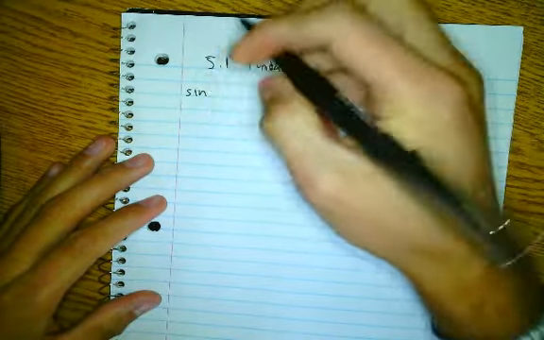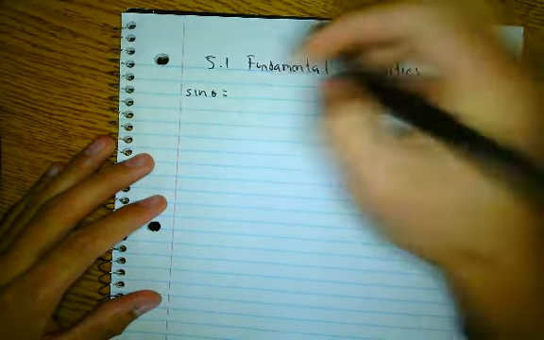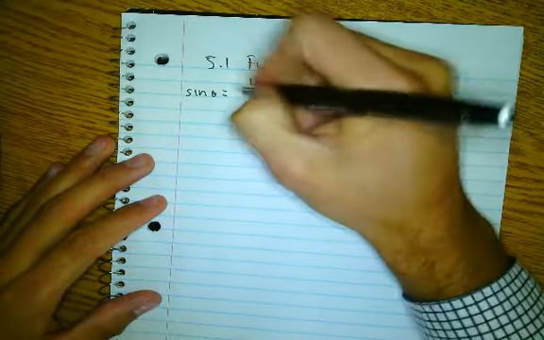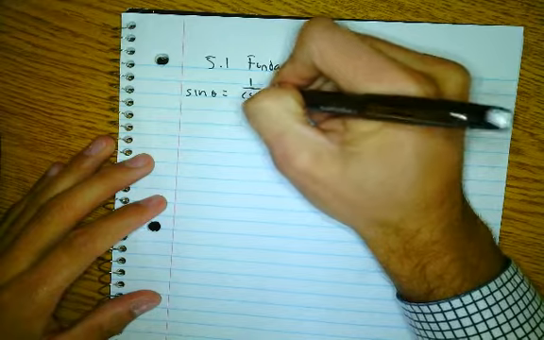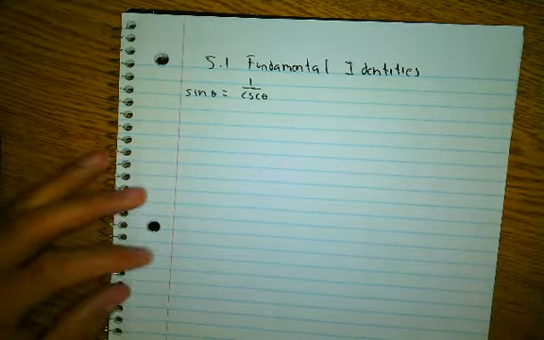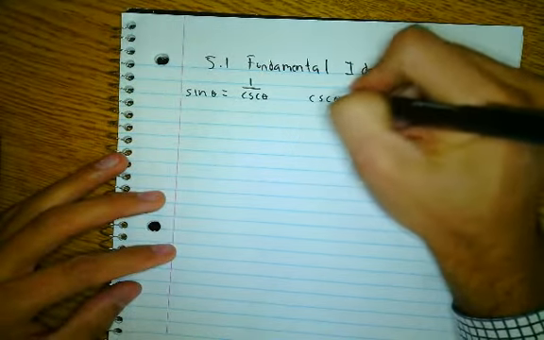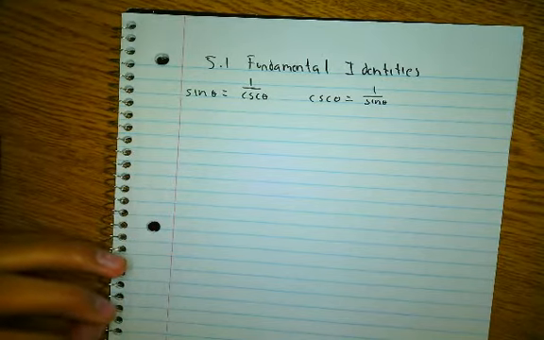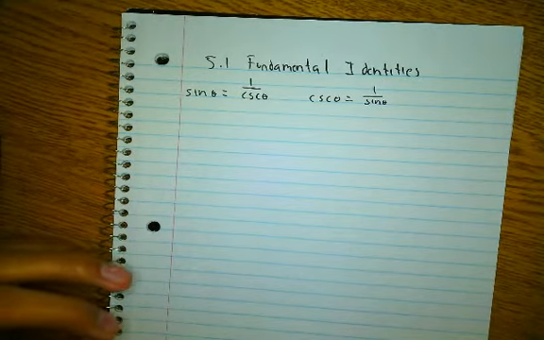For example, you need to know that sine of some angle is the same thing as saying 1 over cosecant, right? So then could you say that cosecant is the same thing as 1 over sine? Right? We've learned that before. Agreed? So you already know this.